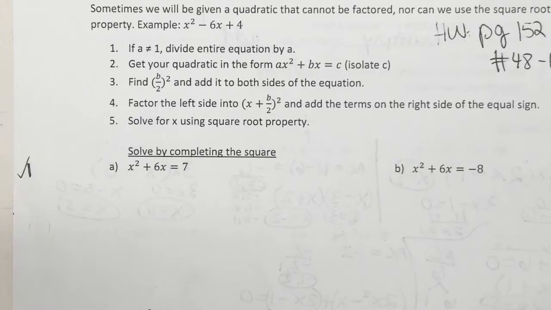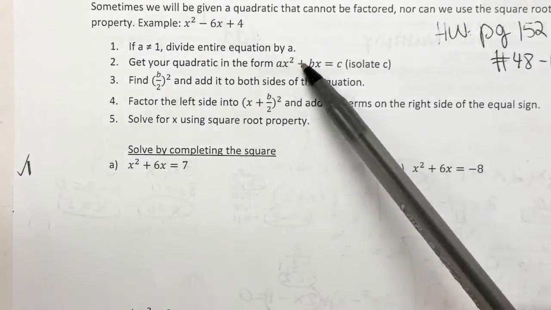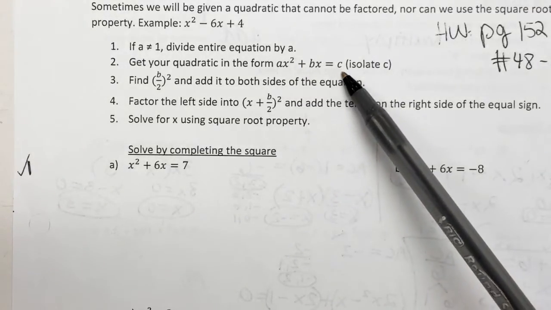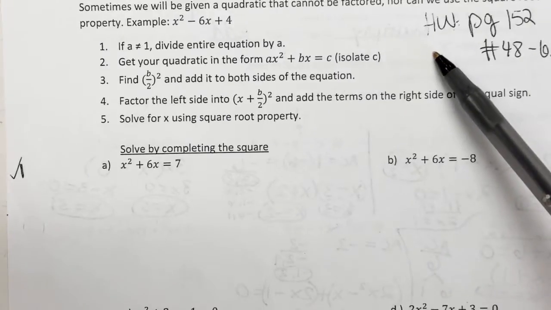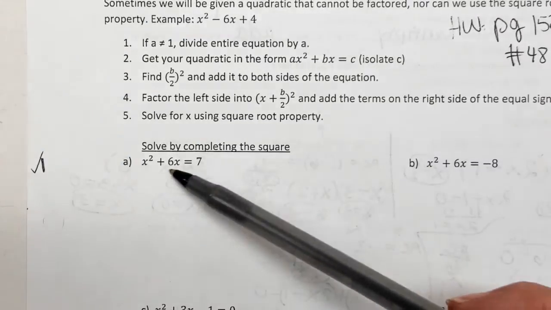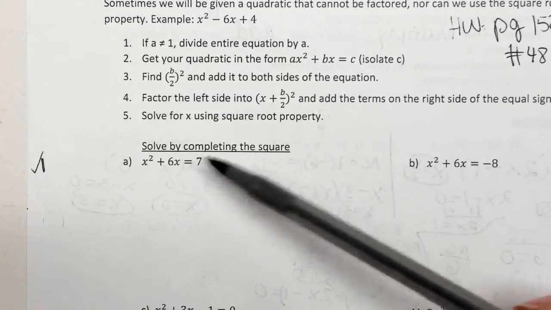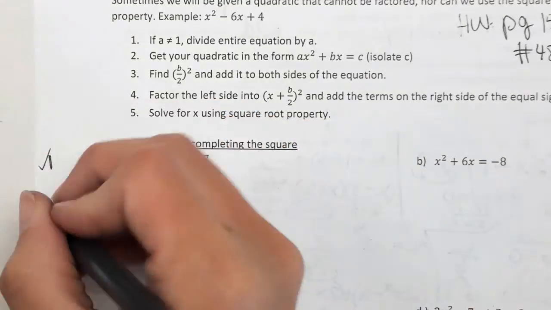Alright, so when we factor it, we have to have it in standard form, like set equal to 0. But when you're doing completing the square, you want to have your ax squared plus bx and your constant, which is just the number, on the other side. Okay? So on this one, is this in this form? Ax squared plus bx and c is on this side. So step 2 is already done.